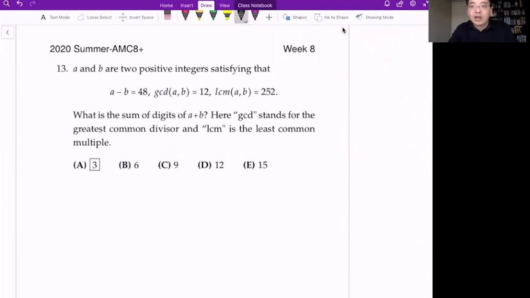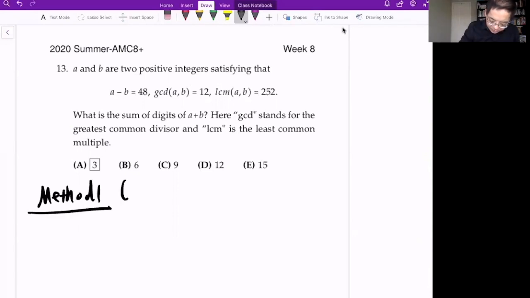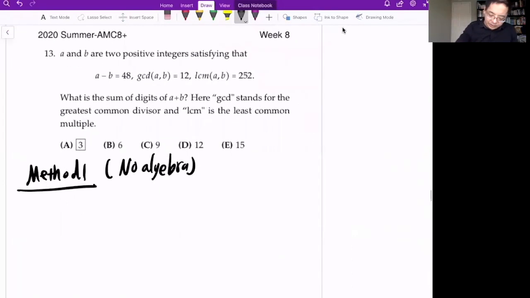All right, so we have two ways to solve the problem. The first one is kind of brute force, but not really. The second one is more based on algebra. So method one. Method one is no algebra.